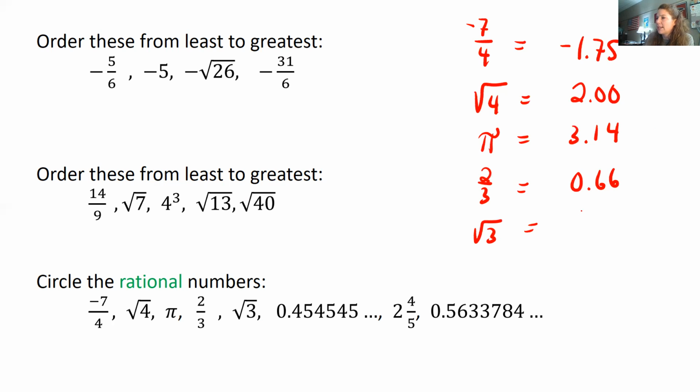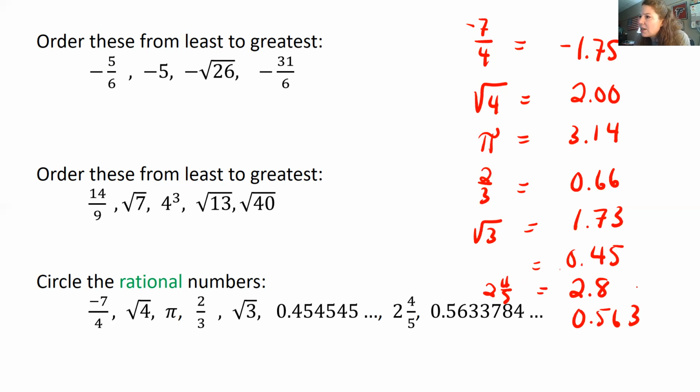And then square root 3 is 1.732, 1.73. And then we have 0.4545. And then 2 4/5 is equal to 2.8. And then the last one is 0.563, so on and so forth. Oh, these say rational numbers, but that last one's not rational, nor is pi. So anyway, my bad.